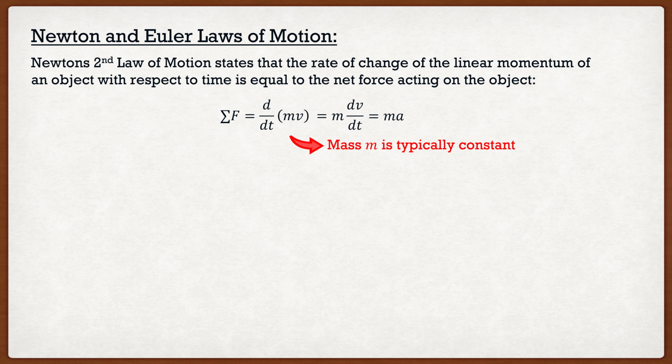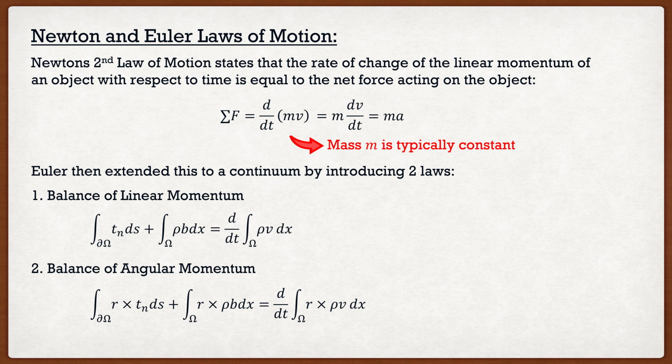Then Euler comes along and says, you know what? I'm going to be super smart and introduce two laws to apply to a continuum. The first one is balance of linear momentum, which is as follows. And I'm not going to try and say it, I'll mess up. So there it is. You guys have already seen all the components, such as the traction vector, the body force vector, etc. And then he also introduced a second one, which is the balance of angular momentum. Again, not going to try and say it. But basically, this is going to be the topic of this lecture. Those two balances of momentum. The first one being linear momentum, and the second one being angular momentum.